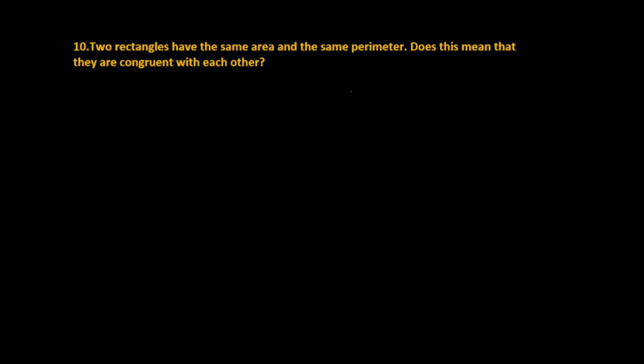Now, two rectangles have the same area and same perimeter. Does this mean that they are congruent with each other? So, let's see. Take one rectangle. This is one rectangle.